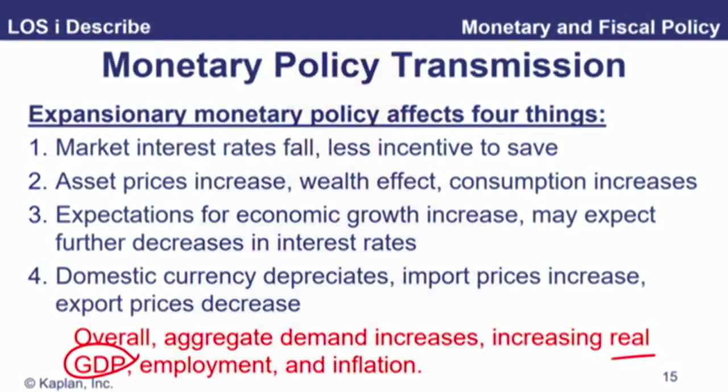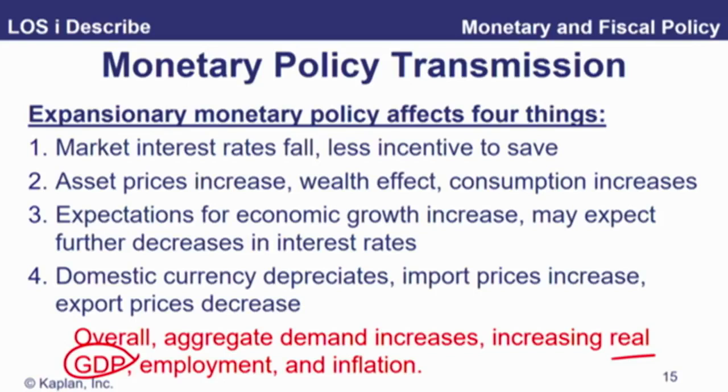Number two, asset prices increase. Interest rates fall. Asset prices should be higher. Again, from your NPVs, from your quant, you should be aware of that. Now, if asset prices increase, there is a wealth effect. People now have more wealth. And if they have more wealth, they are more willing to consume. So more impact on consumption.